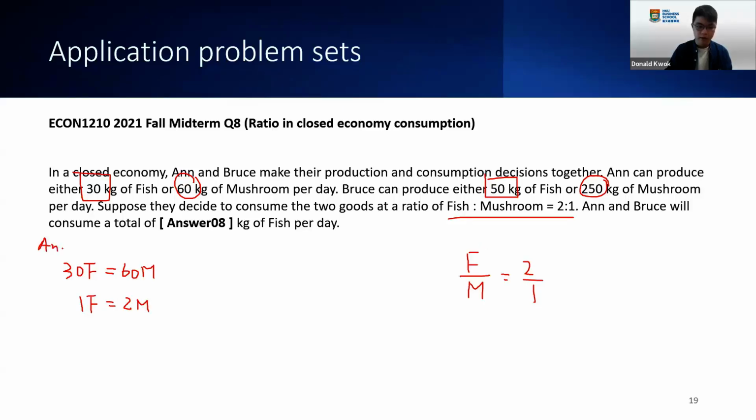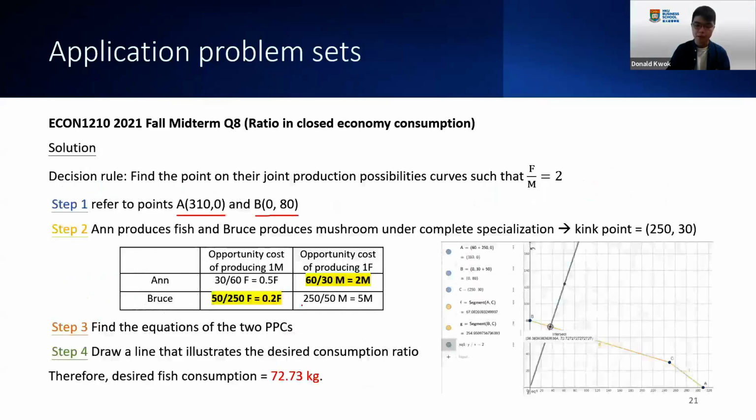So this for N, while for Bruce, something similar. Given 1 day, he can either use it to produce 50 kg of fish or 250 kg of mushroom. So they are in some sense equal. So we have 1F equals to 5M. And apparently, N has a lower opportunity cost in producing fish than Bruce. On the same token, Bruce will have a lower opportunity cost of producing mushroom than N. So this is how I conclude the result here.